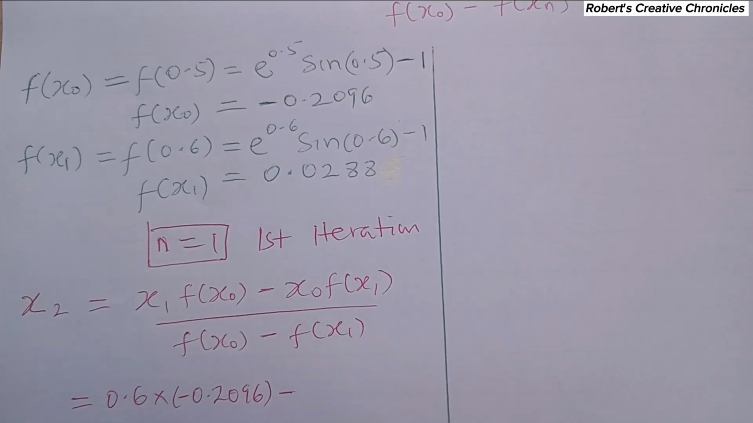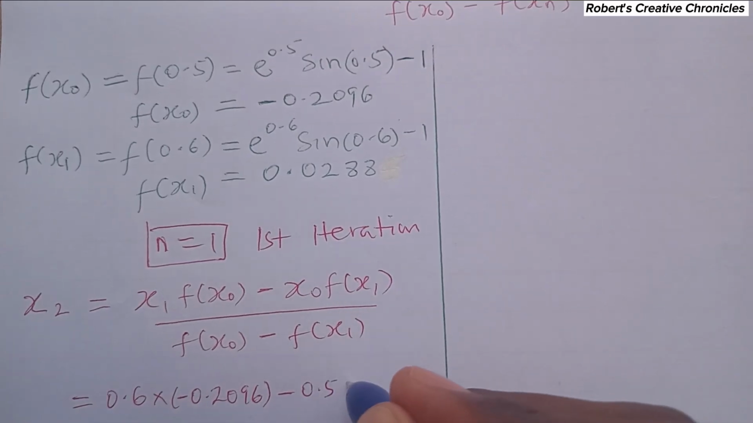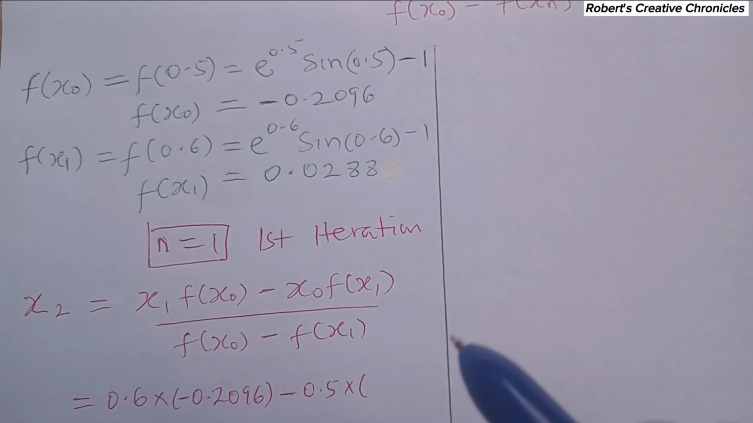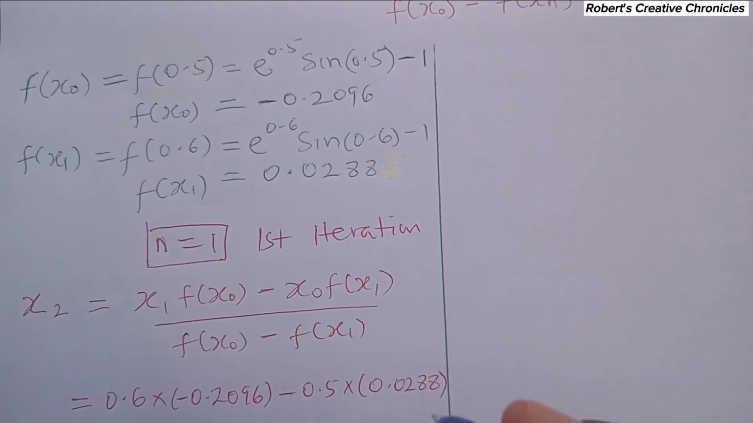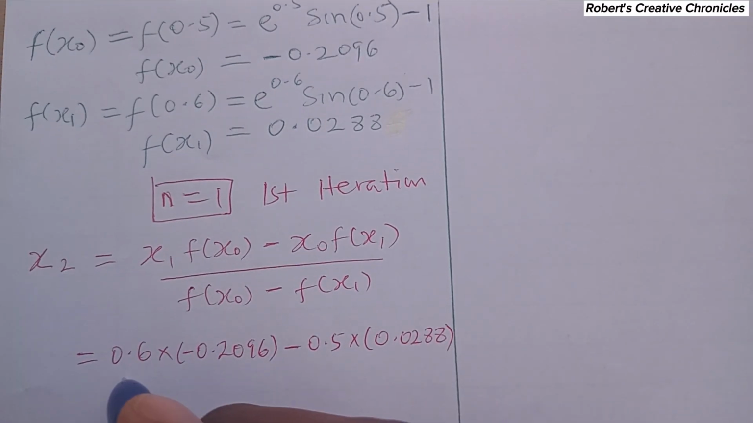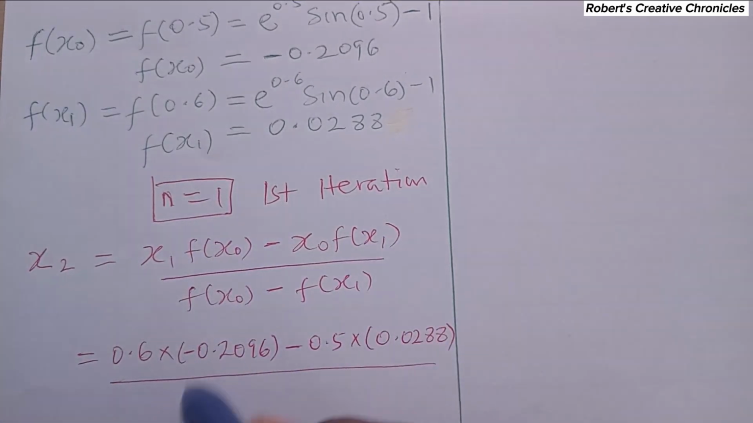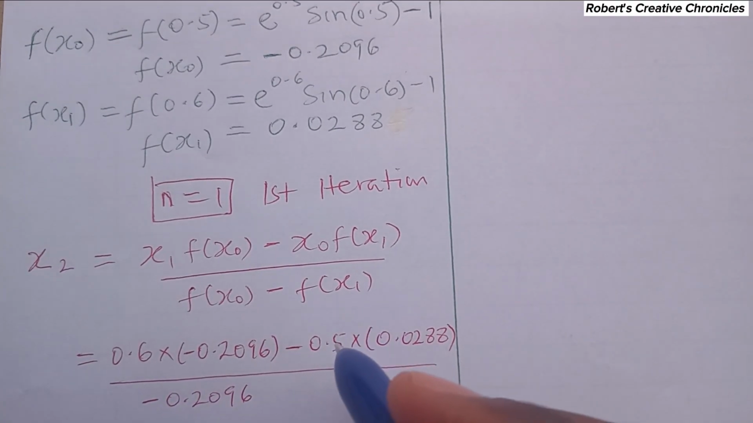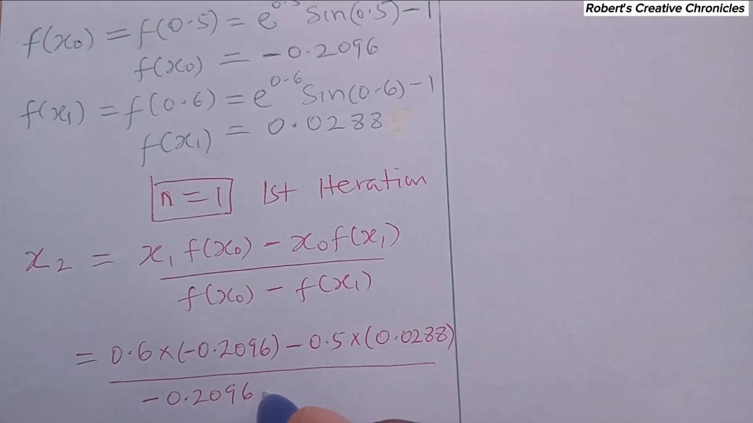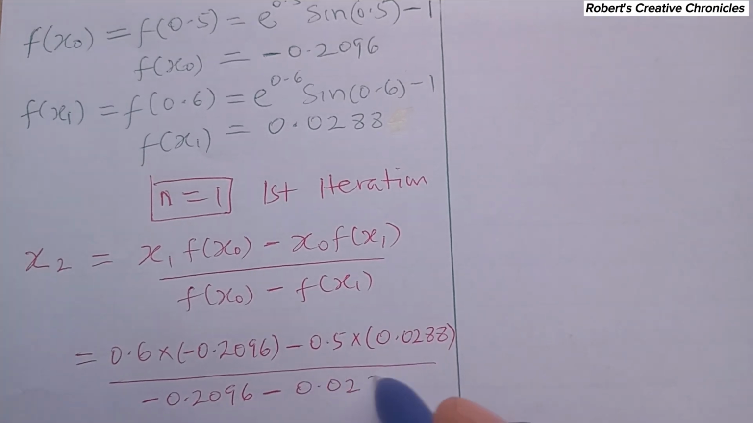Then minus x0, which is 0.5, times f(x1), which is 0.0288, over this minus this. So this is minus 0.2096 minus 0.0288.